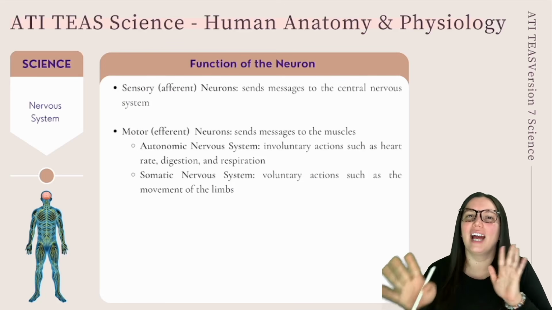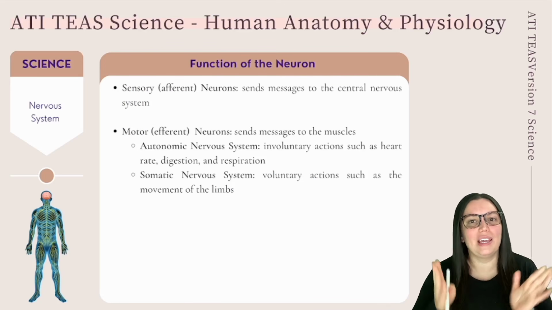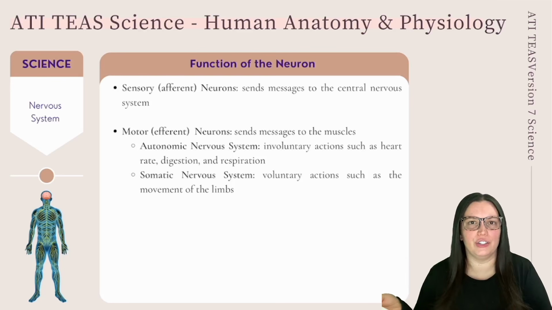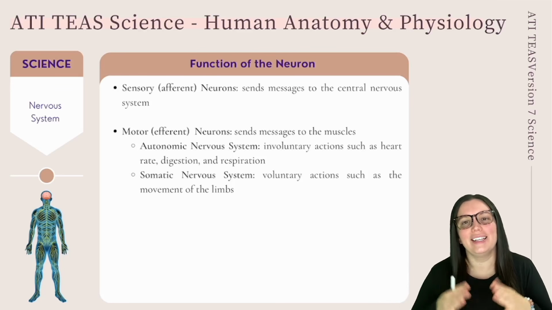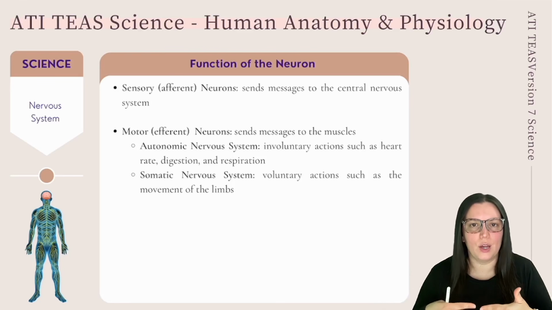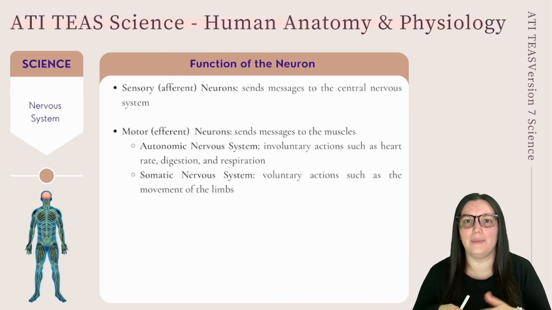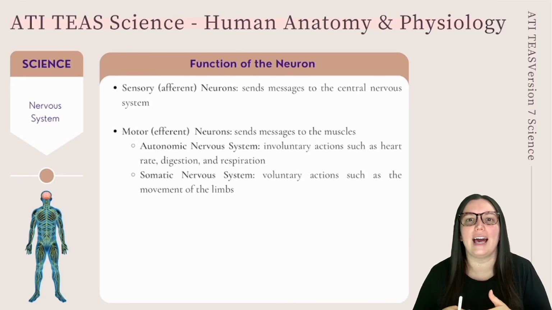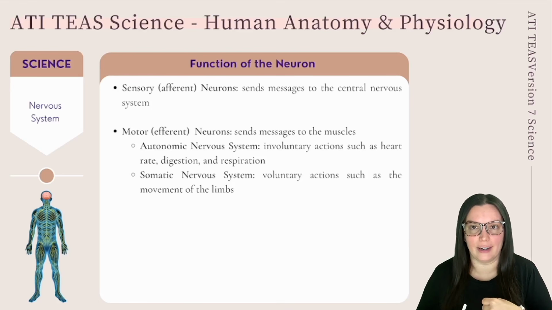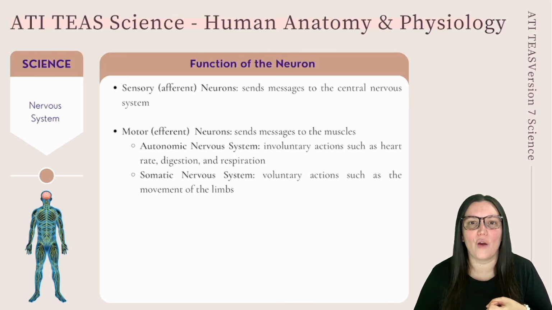So we have a couple different kinds of neurons within our body. We have sensory or afferent neurons, and we have motor or efferent neurons. Sensory neurons send messages to the central nervous system, whereas our motor neurons send messages to our muscles, right? And these can be further broken down into autonomic, also known as involuntary, and somatic, voluntary nervous systems.